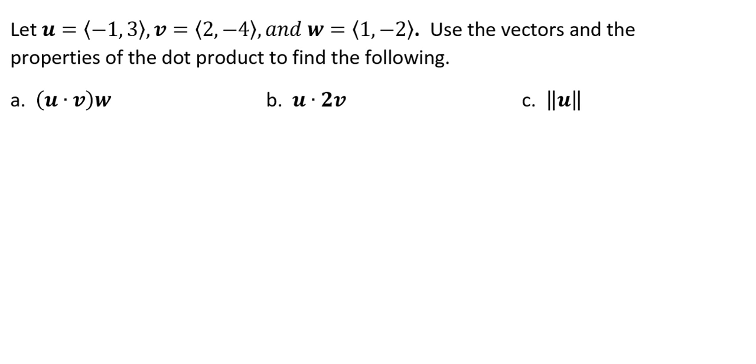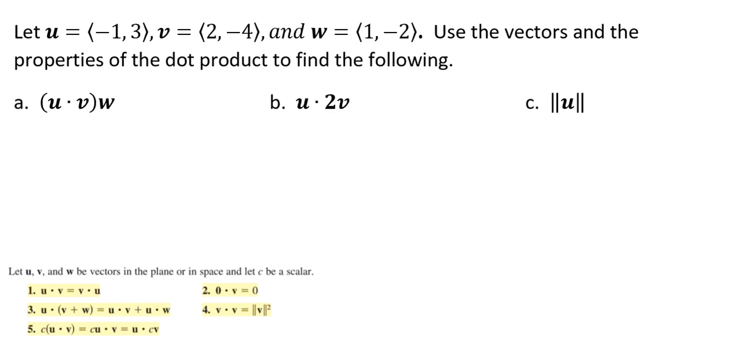In this video, we're going to be using the properties of dot products. And here we have our properties of dot products. So we're going to let vector u be components -1 and 3, vector v have components of 2 and -4, and vector w with components of 1 and -2. And we're going to use these vectors and the properties of the dot product to find the following.